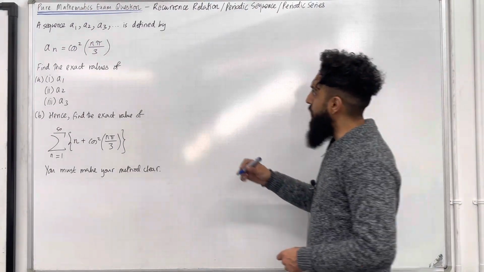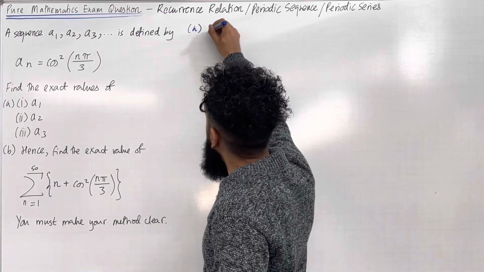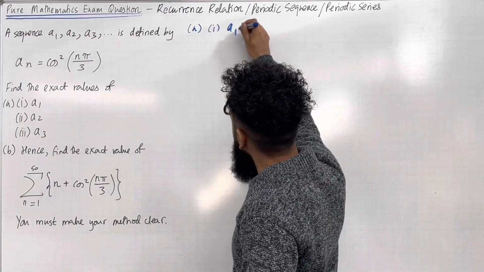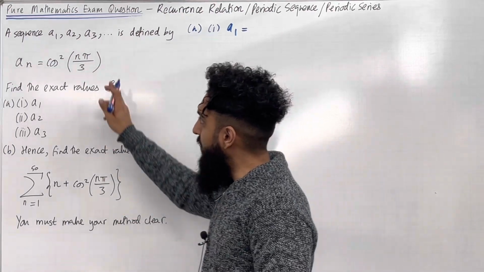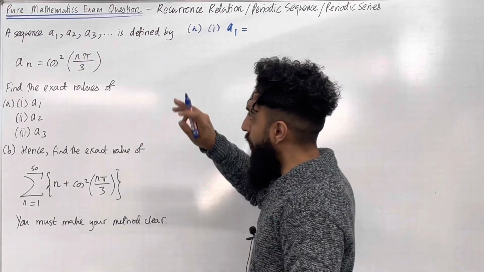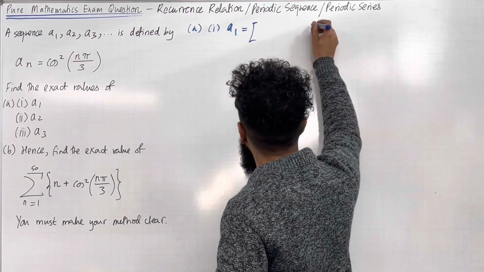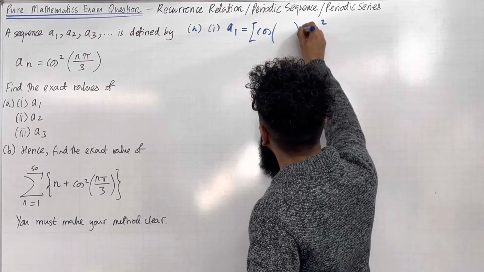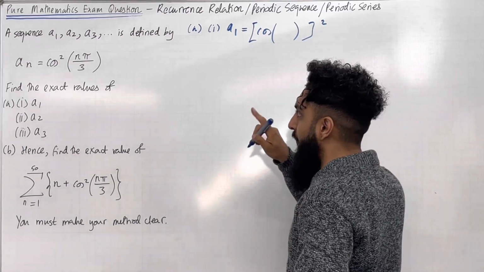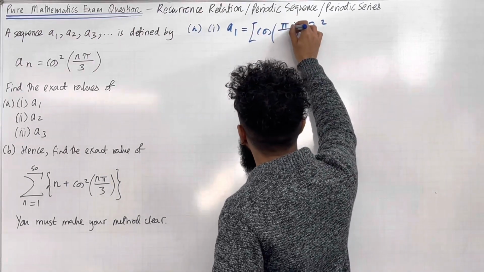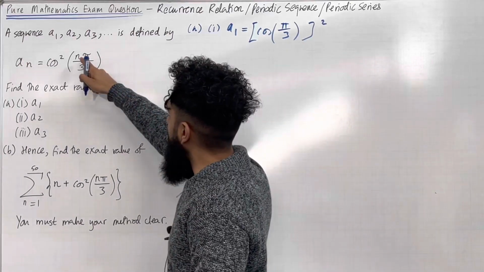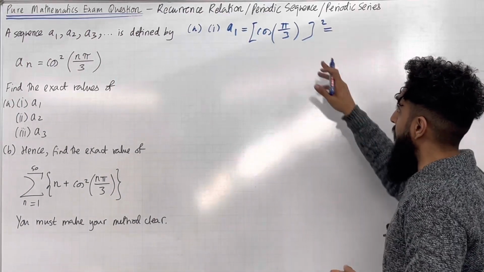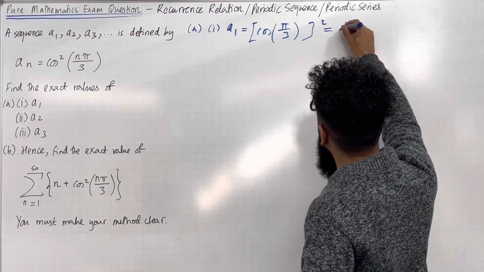Let's have a look at the solution to part A, part 1. We want to work out a1. We need to substitute n equals 1 into this formula. We know that cos squared is the same as writing square bracket to the power 2, cosine inside. So we've got our angle to be 1 pi over 3, which is pi over 3. Provided that my calculator is on radian mode, if I put this into my calculator, I get a quarter.